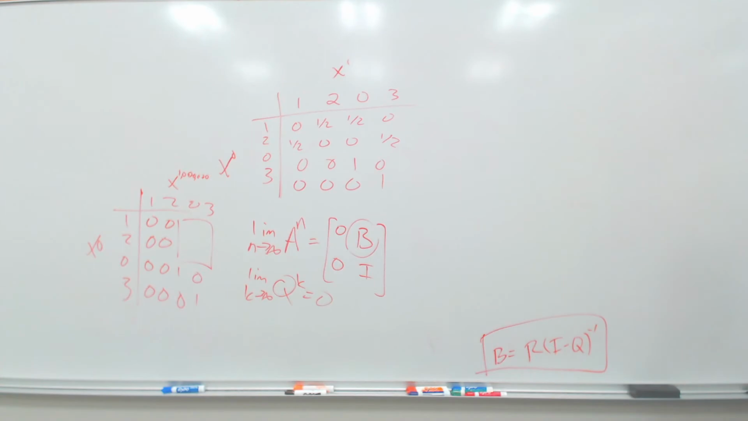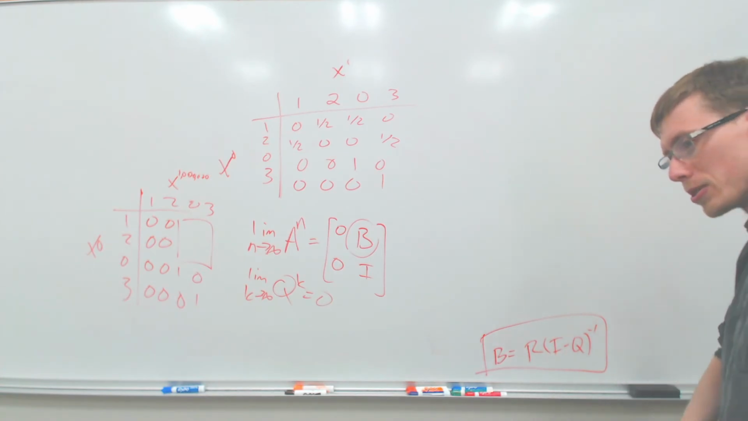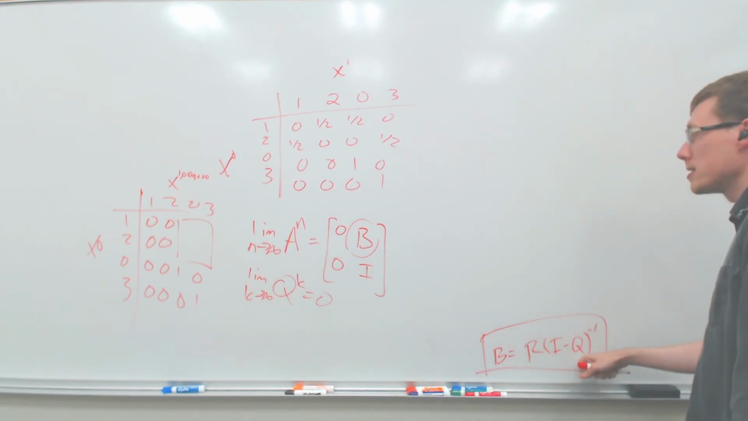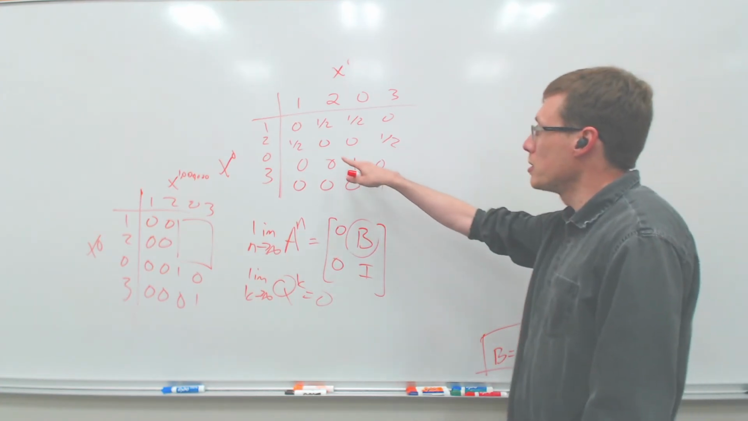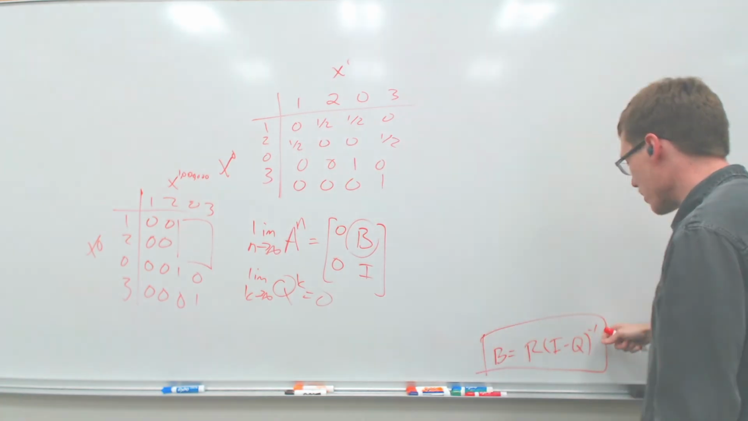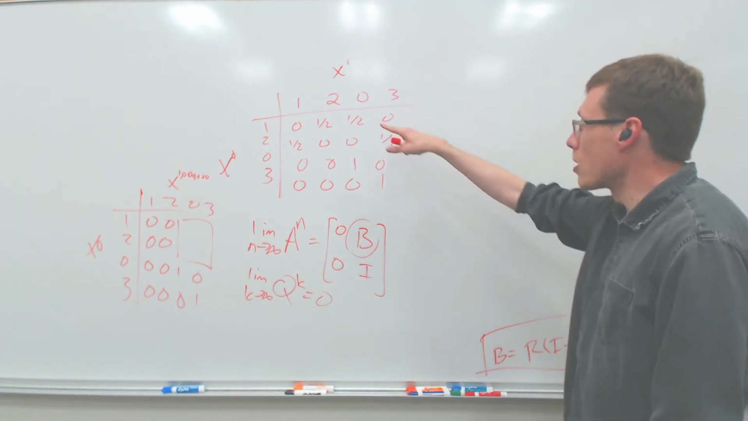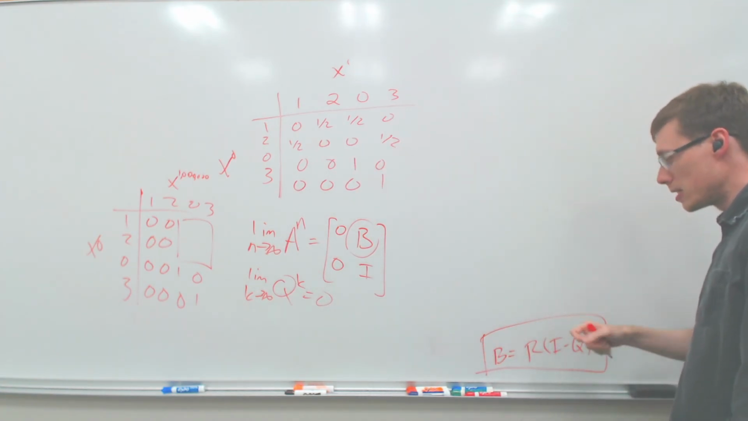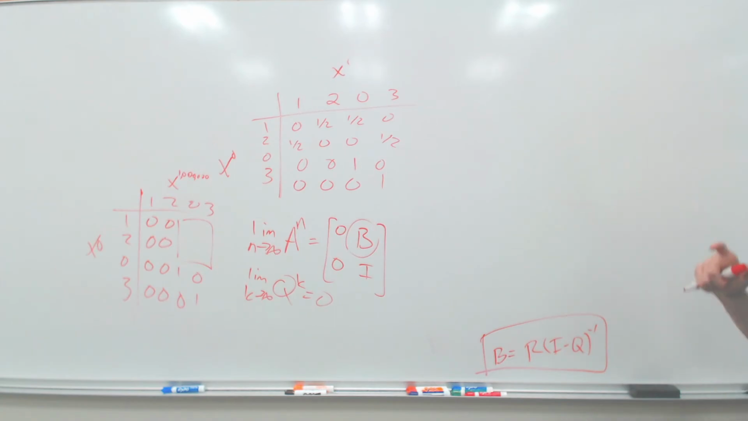I'm not going to do it right now. We'll probably do it in class if you want, or you can try doing it on your own. Take this matrix, take I minus this Q right here, right? So you take this section right here, take the inverse, and then take R and multiply by that inverse, and you should get the absorption probabilities, all right?